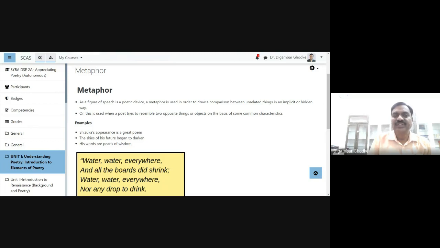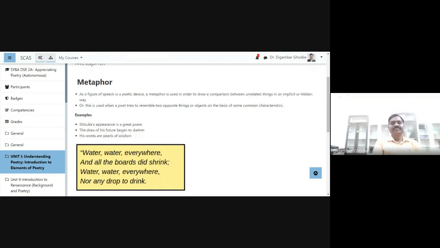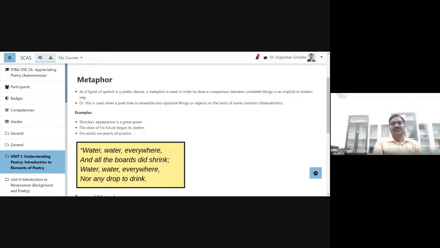Metaphor, in the previous lecture we have briefly talked about metaphor. Metaphor is also a kind of comparison between unrelated things, just like simile. But the only difference is that in simile, the comparison is made by using the linking words like or as, whereas in metaphor, there is a direct comparison. It is an implicit or hidden way. The comparison is made without using like or as, whereas in simile, like and as are used. So what we understand is that in metaphor, the poet tries to resemble two opposite things or objects on the basis of some common quality or characteristics. Of course, the same thing happens in simile as well. The only difference I just now mentioned is the use of like or as.